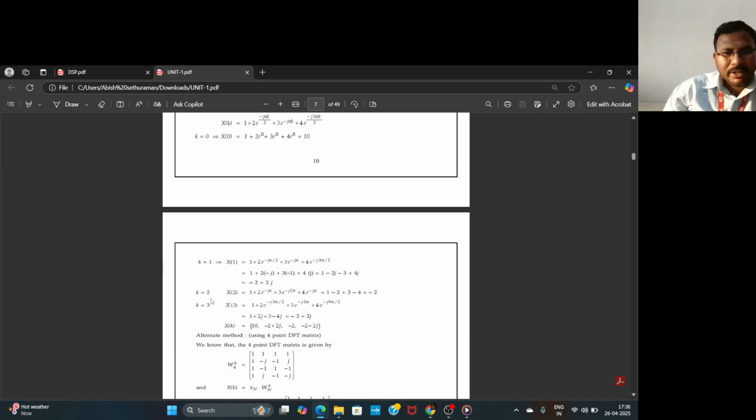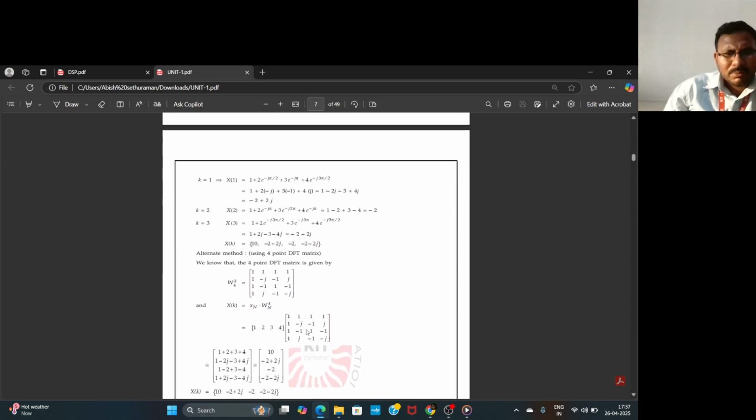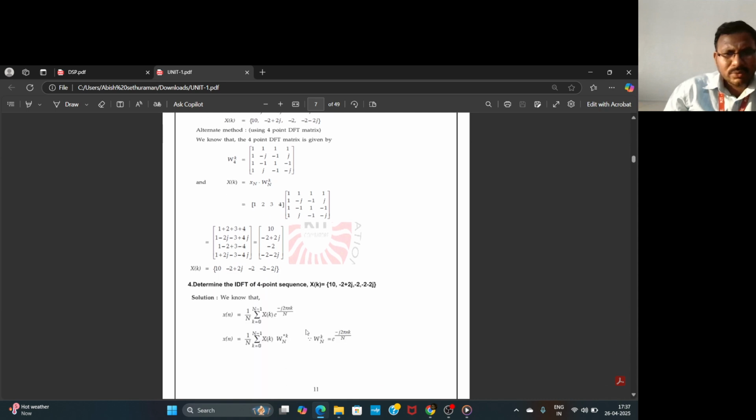Similarly, for k equal to 2, the answer is minus 2. Then for k equal to 3, we obtain the answer minus 2 minus 2j. The final answer for this problem, X of k, is 10, comma, minus 2 plus 2j, comma, minus 2, comma, minus 2 minus 2j. So these are the problems based on the discrete Fourier transform.